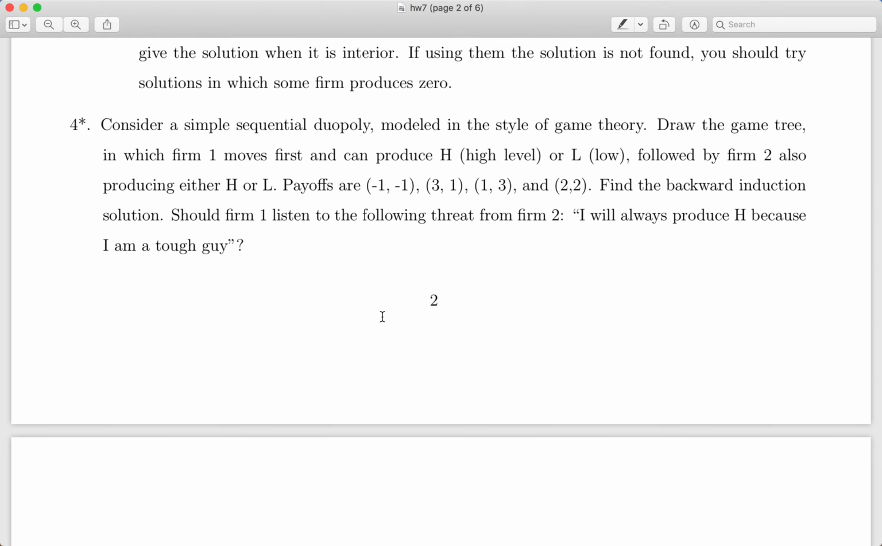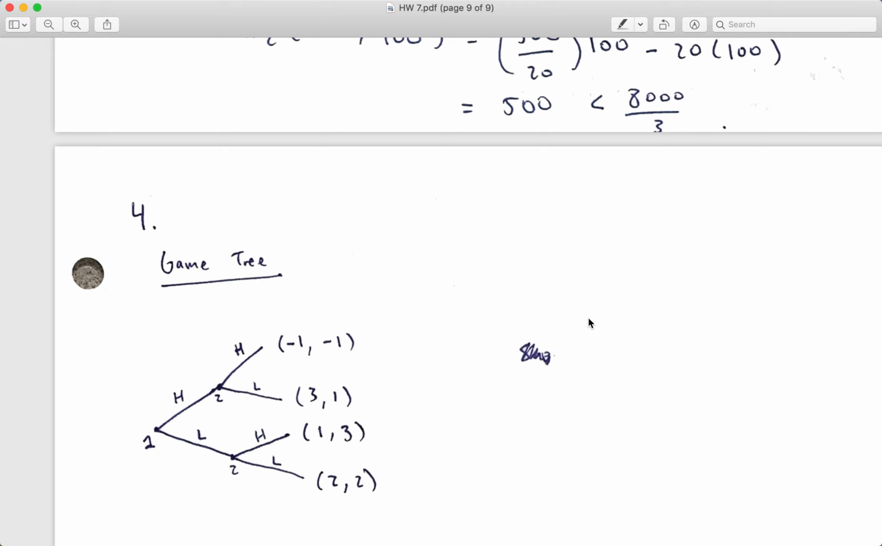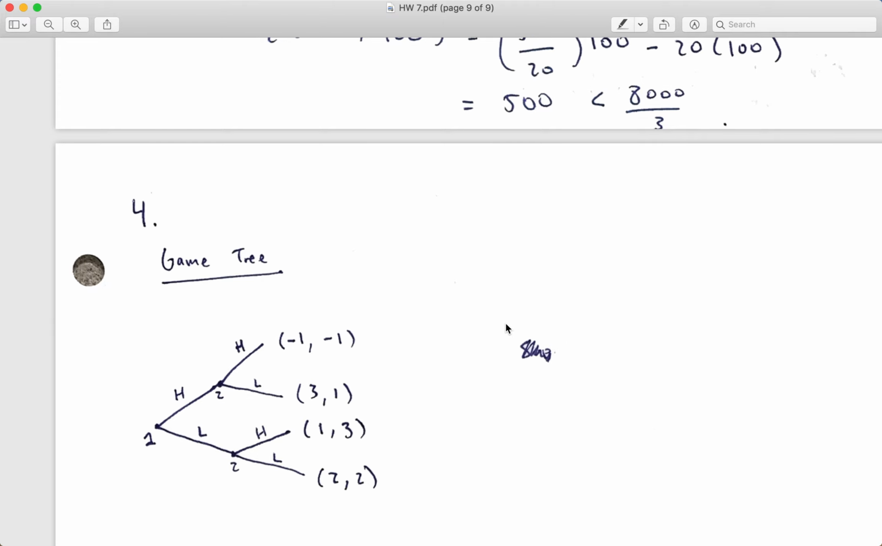Now the question asks, find the backward induction solution. The way we find a backward induction solution is we look at the last stage of the game. So that's these two stages. And we ask, what will player 2 do here? Well, of course, player 2 is going to pick L because 1 is better than -1. And here, of course, player 2 is going to pick H because 3 is better than 2.